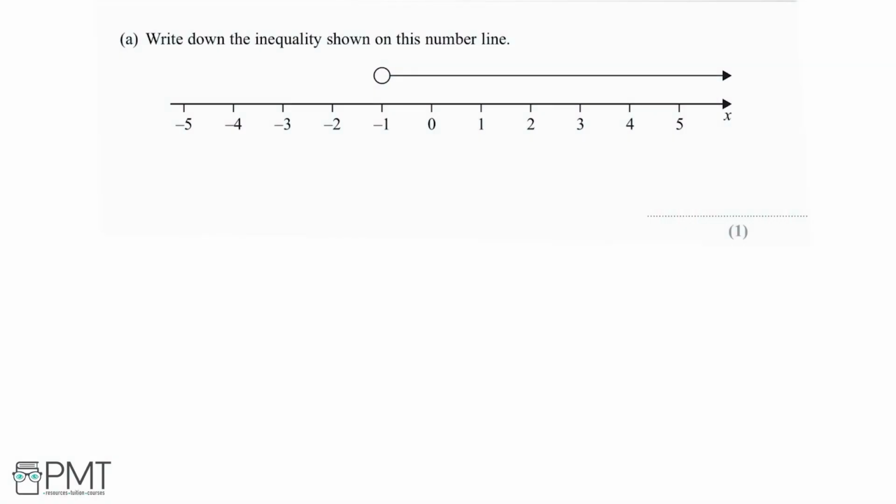Part A says write down the inequality shown on this number line. So we can see we're going from -1 and then we're going all the way up. And now since this number line is referring to x, we can say that x is going to be greater than -1. Now something we need to consider, is it greater than like this, or is it greater than or equal to? And in this case, it's going to be greater than like this.